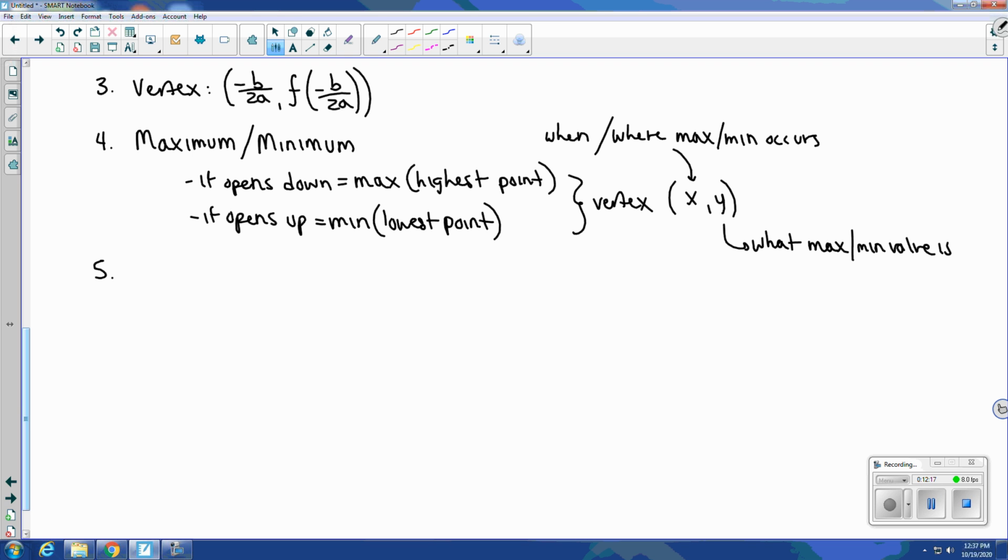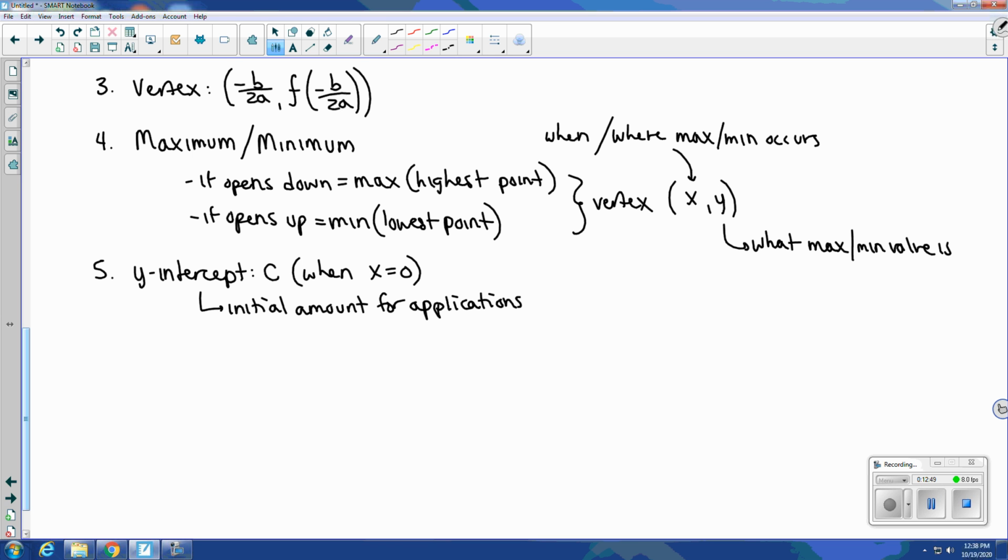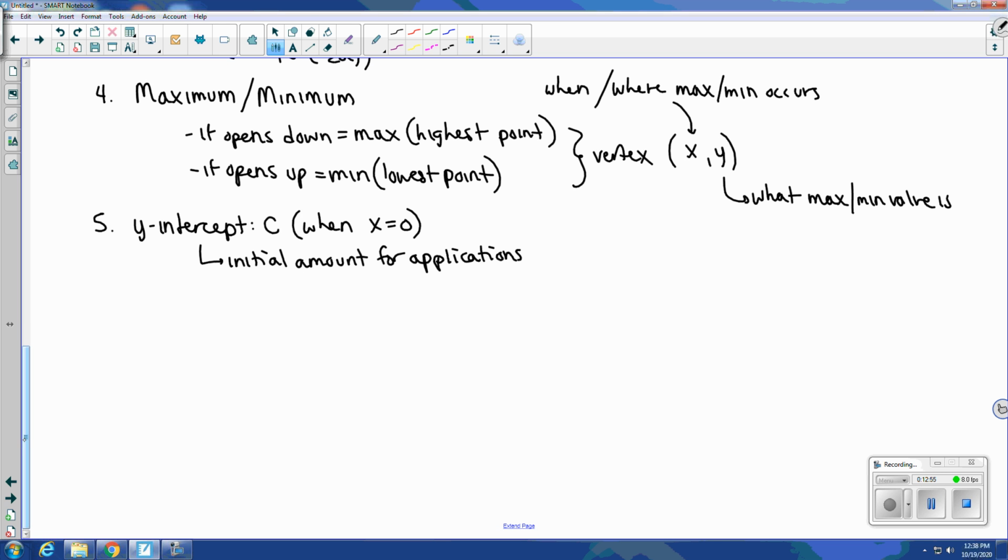Next, we can identify the y-intercept. We said the y-intercept is the value of c in my standard equation. And again, if you ever forget, just know you can always find the y-intercept by plugging in 0 for x. So y-intercepts, when it comes to application stuff, this often represents an initial amount. So when x is 0, before anything has happened, that initial amount. So when we do application problems, know that the y-intercept represents that.